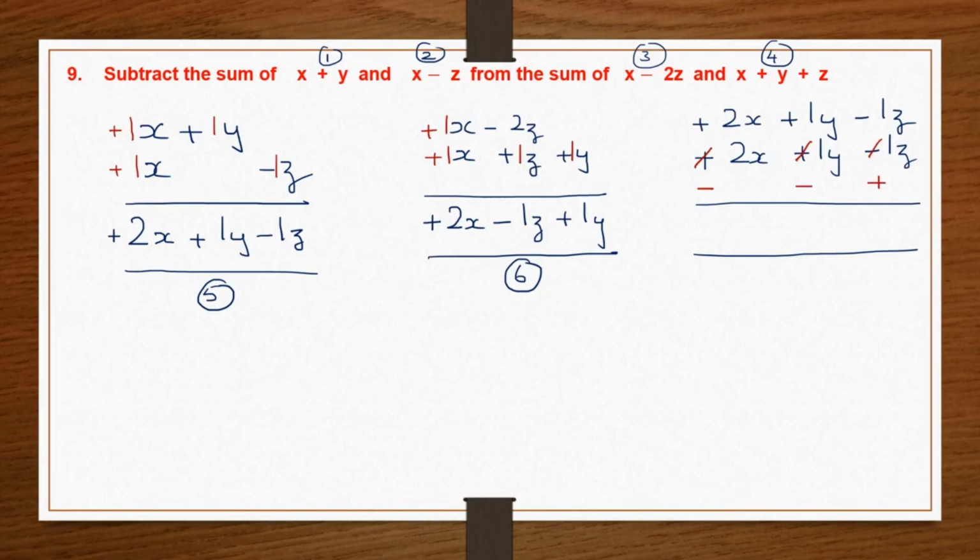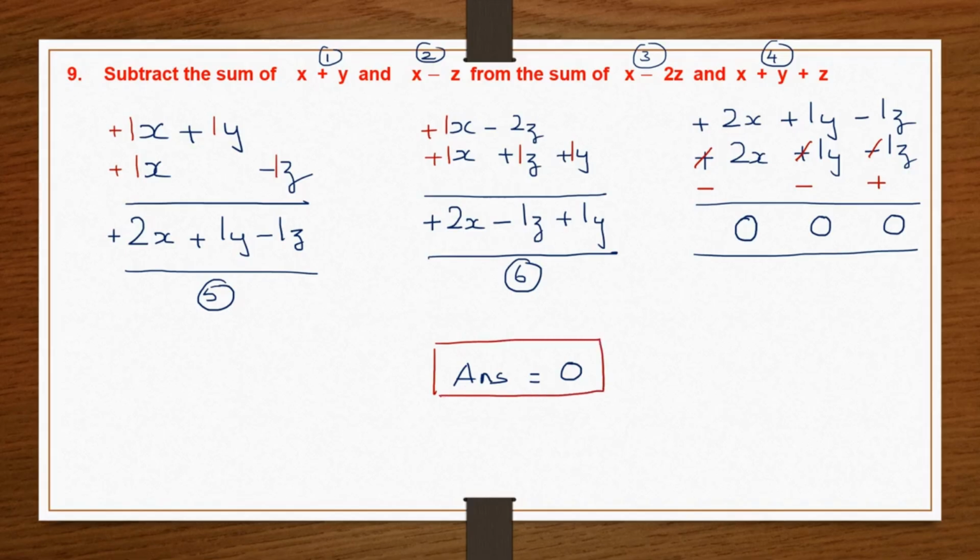Now let's work out. Plus 2x minus 2x, plus 2 minus 2 is 0. Let's go to the y column. Plus 1y minus 1y, plus 1 minus 1 is 0. The last column, minus 1z plus 1z, minus 1 plus 1 is 0. So the answer to this question, question 9, is 0. So let's write this answer separately. The answer to that is 0.